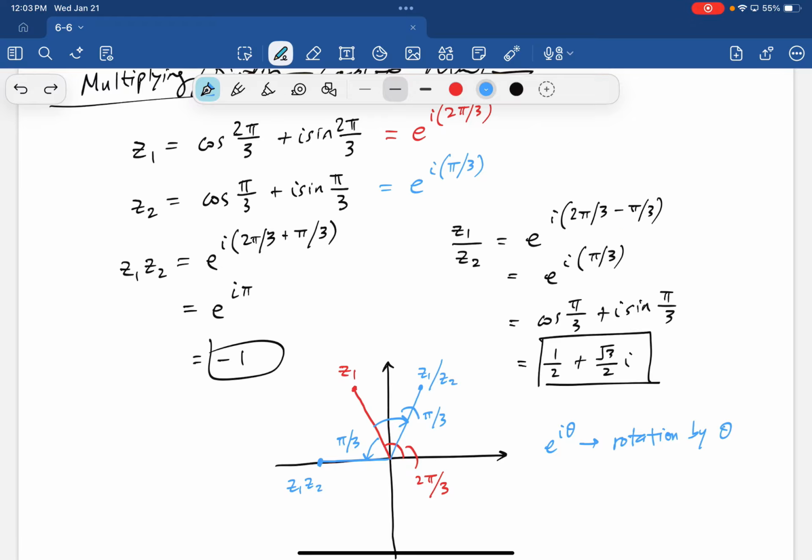How much is the negative being rotated again? Pi over 3? Yep. Just in different directions depending on if you're multiplying or dividing.